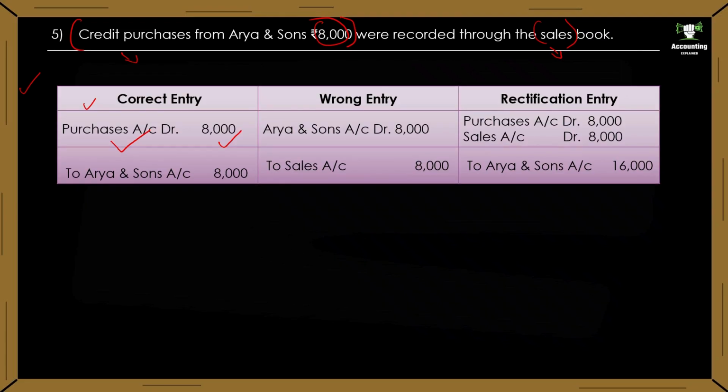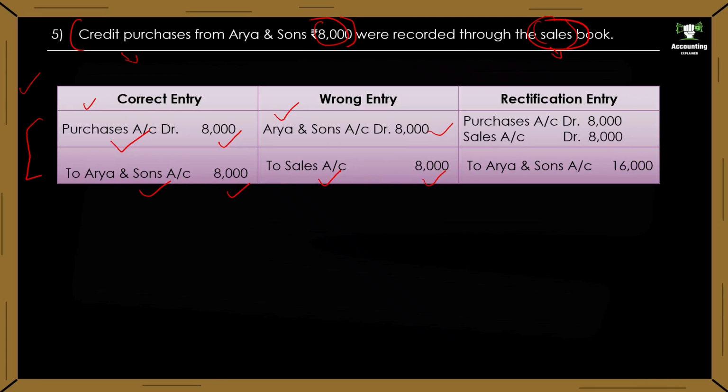This is the correct entry. But you have treated this credit purchase as a sale. What have you written? Arya and Sons account debit. Debit the receiver. He is treated as a debtor and debited rupees 8000 to sales. We have treated purchases as sales income. So, sales account is debited, credited rupees 8000.